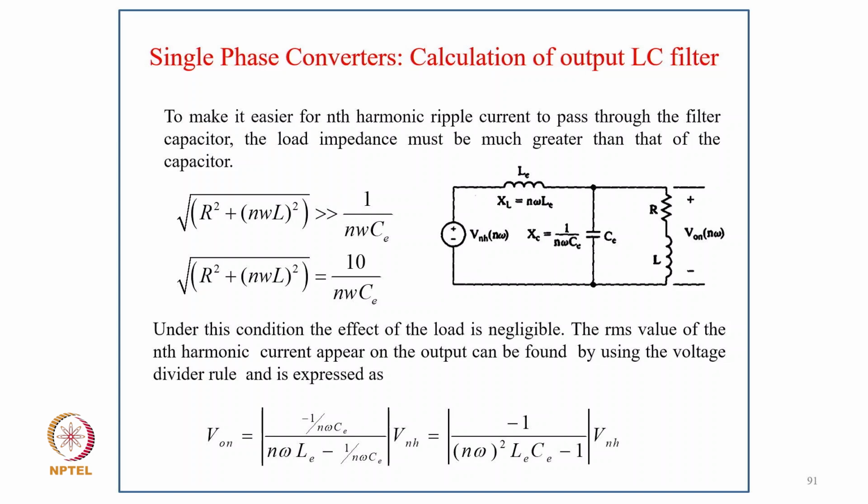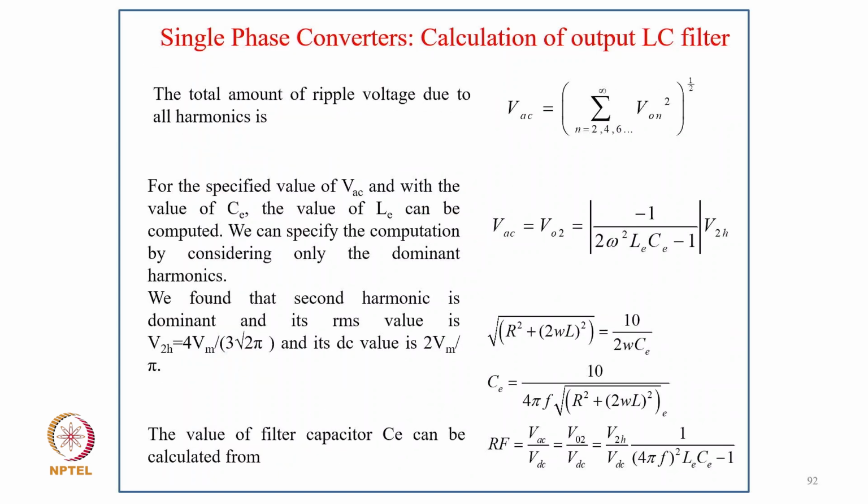The RMS value of the nth harmonic current appearing on the output can be found by using the voltage divider rule and expressed as Von equal to absolute value of minus 1 upon n omega C divided by n omega LE minus 1 upon n omega C into VnH, or equal to absolute value of minus 1 upon n omega square LEC minus 1 multiplied by VnH. So the total amount of ripple voltage due to all harmonics is VAC equal to the sum for n equal to 2, 4, 6 to infinity of Von square, to power half. So for the specified value of VAC and with the value of CE, the value of LE can be computed.